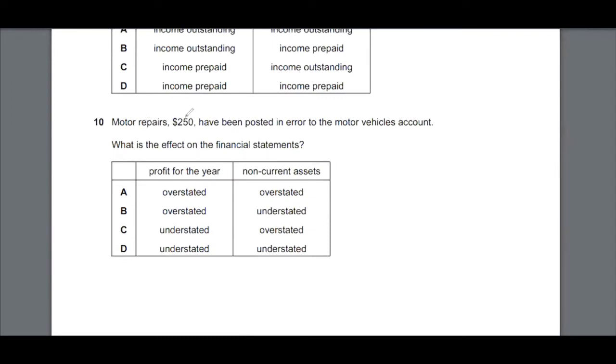Multiple choice 10. Motor repairs of 250 have been posted in error to the motor vehicles account. So the motor repairs, which is an expense account, has been understated, and the motor vehicles account, which is an asset account, has been overstated. What is the effect on the financial statements? Profit for the year, non-current assets. For non-current assets, as I already said, it's going to be overstated. So it's either A or C. It's not going to be B or D.